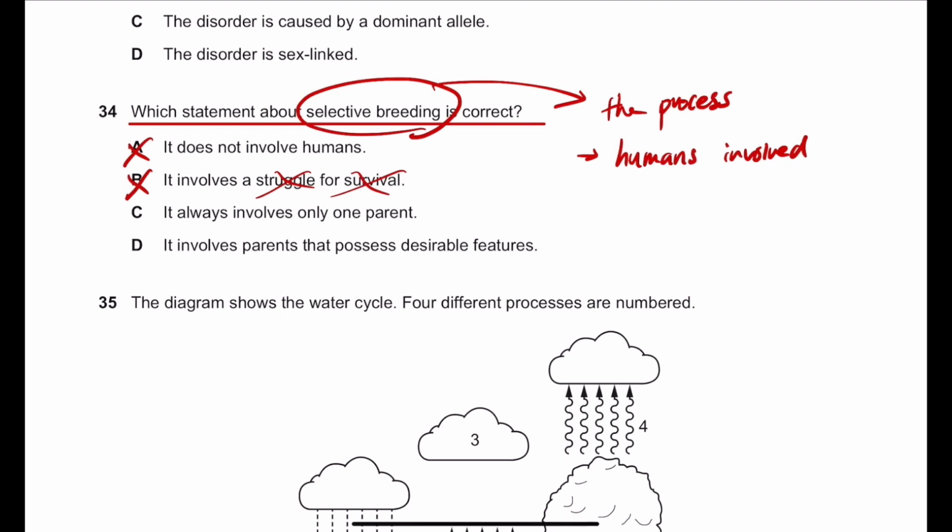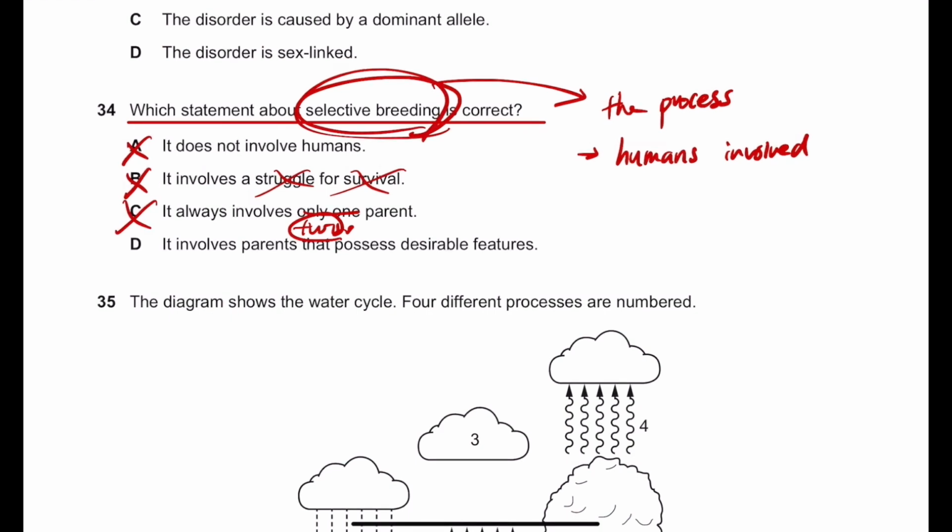C: it always involves only one parent. No. It always involves two. Actually, not always, but mostly it involves two parents, because we have to breed them. Involving only one parent can happen in genetic modification, but this is not talking about genetic modification. This is talking about selective breeding. So C is not the right answer as well.